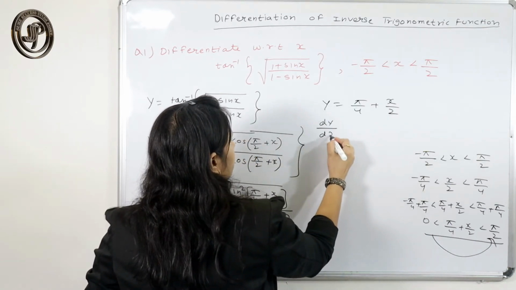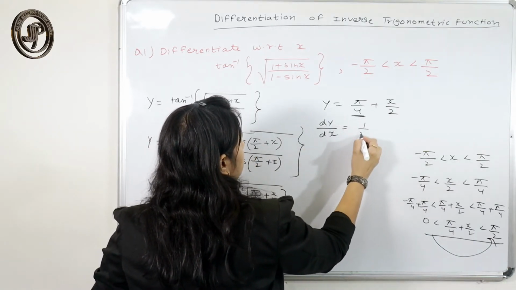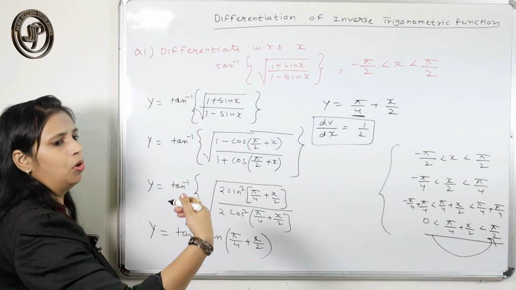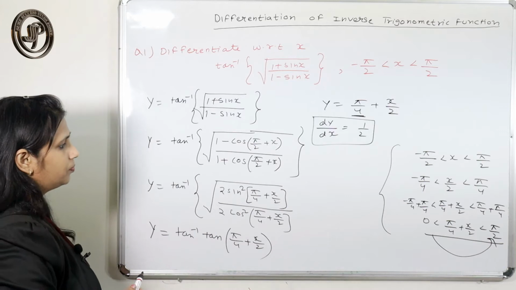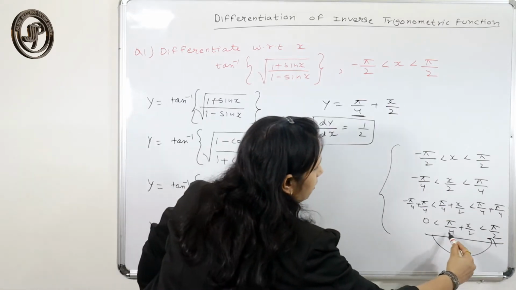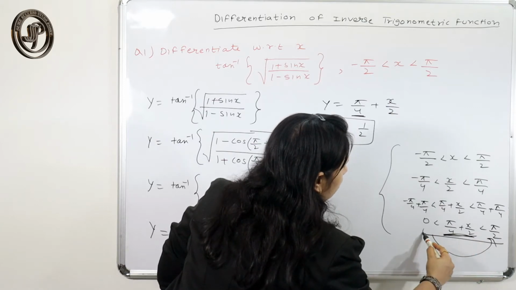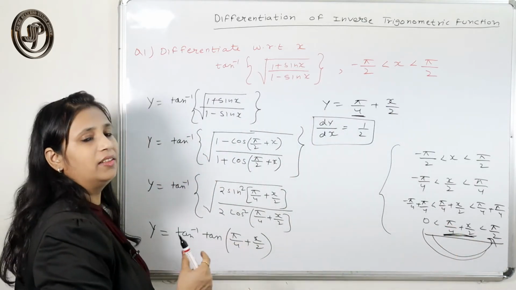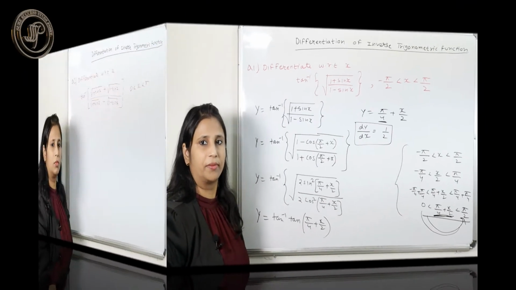Now my dy by dx will be 0 plus 1 by 2. These things you need to show with the question, so that you are able to know that this angle lies in the range of the tan inverse function.